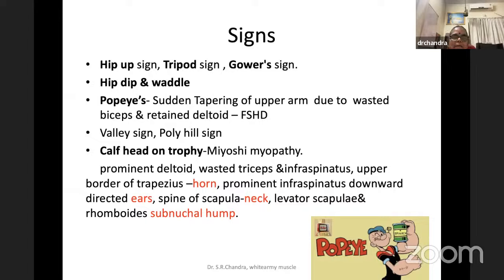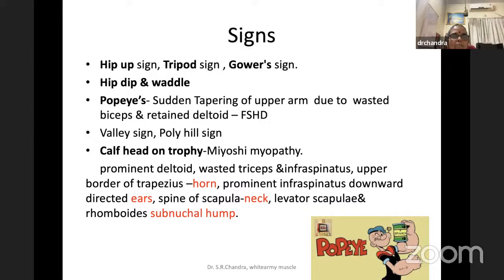And then next is the tripod sign. After lifting the hip, the patient wants to stand. So what he will do, he can stand by stabilizing the cruciate ligaments. So the patient will put one hand on the knee and one hand on the floor. So two legs and one hand. That is called a tripod sign. After that, once he has stabilized one knee, he will try to slowly lift the opposite hand and stabilize the opposite knee and slowly erect and then stand on the ligaments and bones. This is called Gower sign.